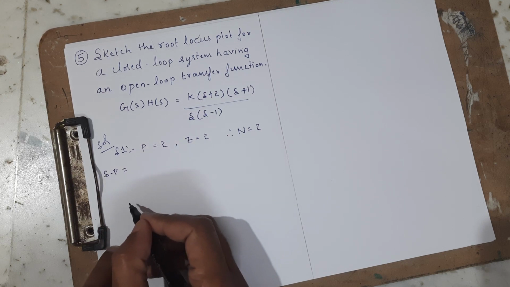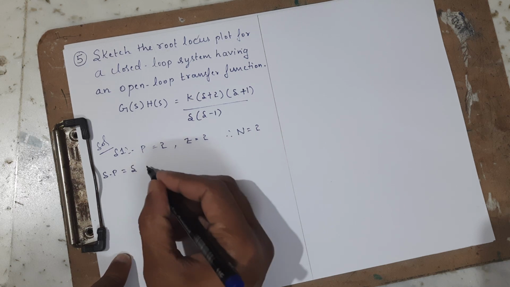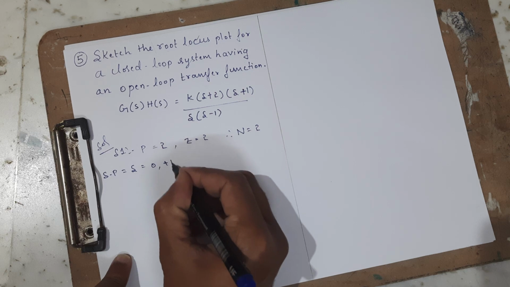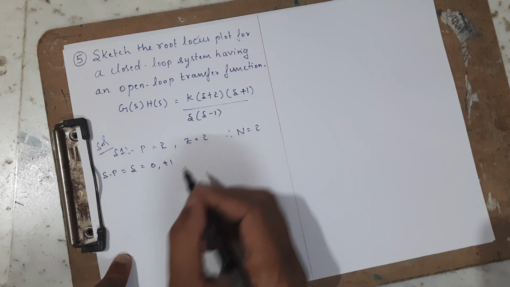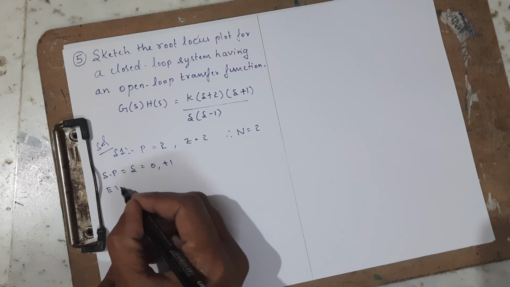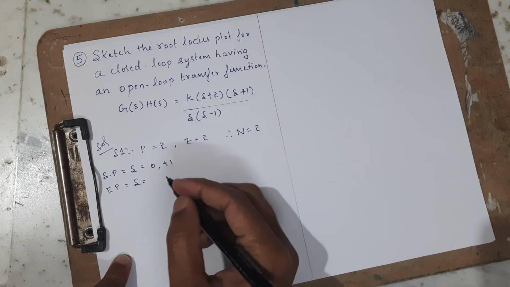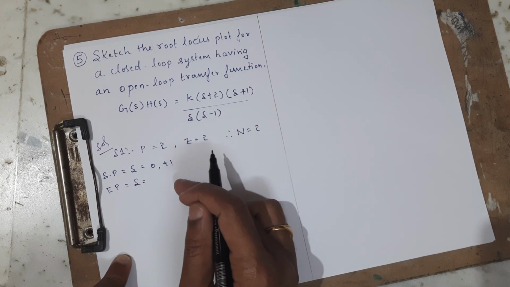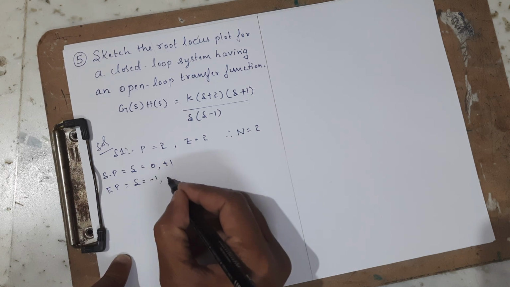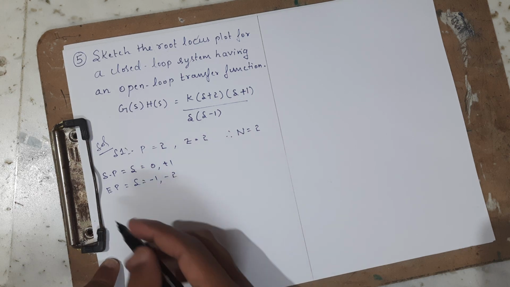Next, starting point of the branches. What are the starting points of the branches? Always the branches are going to start from poles. So the roots of the poles are 0 and plus 1. So these are the starting points of the branches. And the ending points are the zeros. So it is starting from poles and it is going to end at the zeros. The roots of the zeros are minus 1 and minus 2. Okay, so this is step number 1.